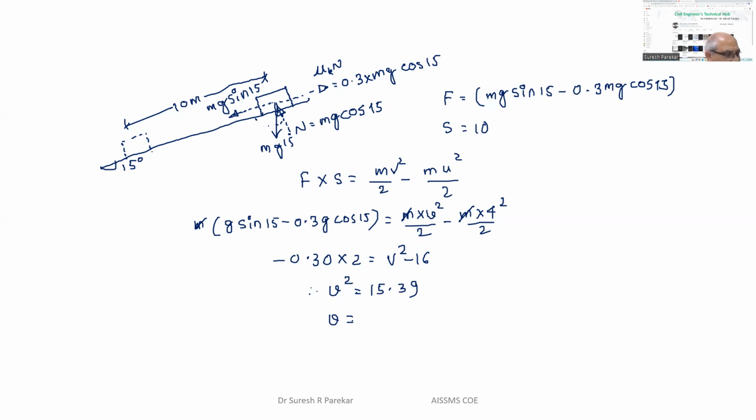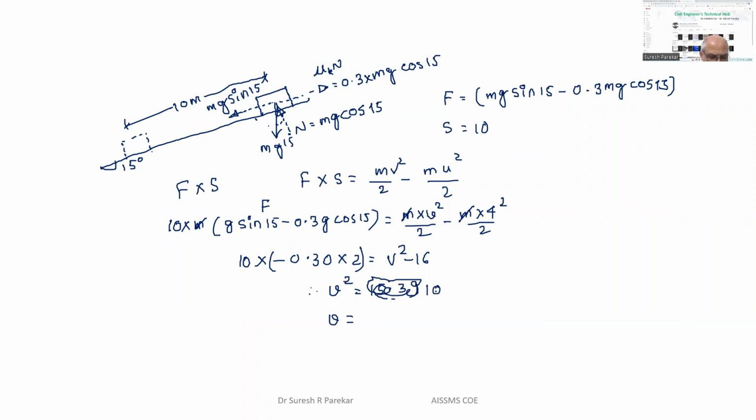That comes out as something wrong. Sorry, this is F into S, we forgot to take the value of S. So this F we have taken, and into 10 I will take on this side, because the formula is F into S. So we have to again multiply it by 10. And then this v square becomes 0.3 into 2 into 10, that is 6. So this v square becomes 10.